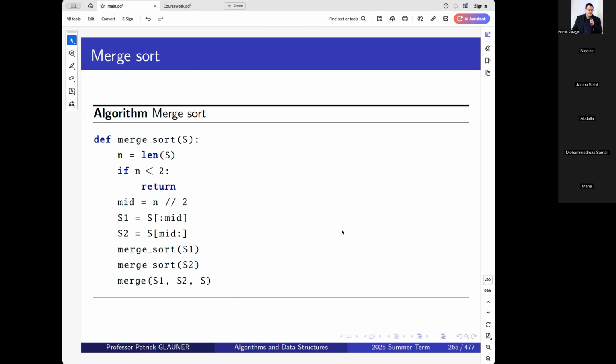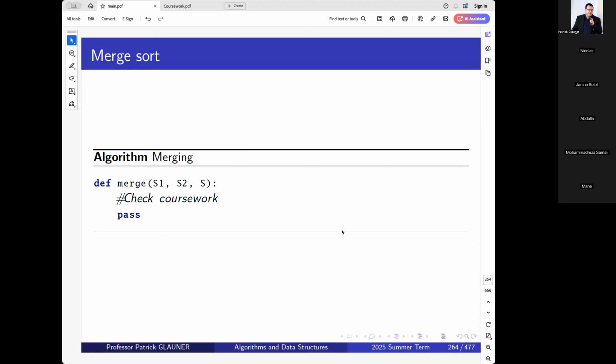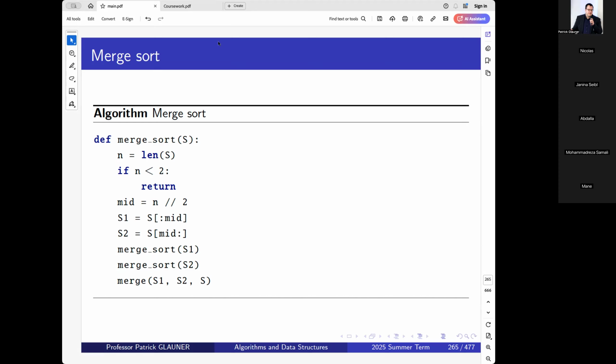And here's the implementation of merge sort. There's no implementation for merging in the slides, but that's the coursework. Now, what is the running time complexity? Maybe without looking at the next slide, what do you think could be the running time complexity of merge sort? If you have any guesses, send them to the chat.